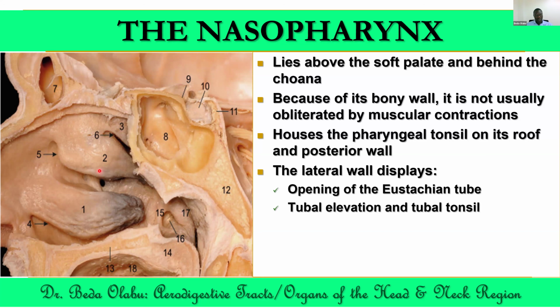Take note that these are the conchae of the nose, so the inferior turbinate, the middle turbinate, and the superior turbinate there. This is the sphenoidal air sinus. This is part of the clivus. This other one is the hard palate and a soft palate there.